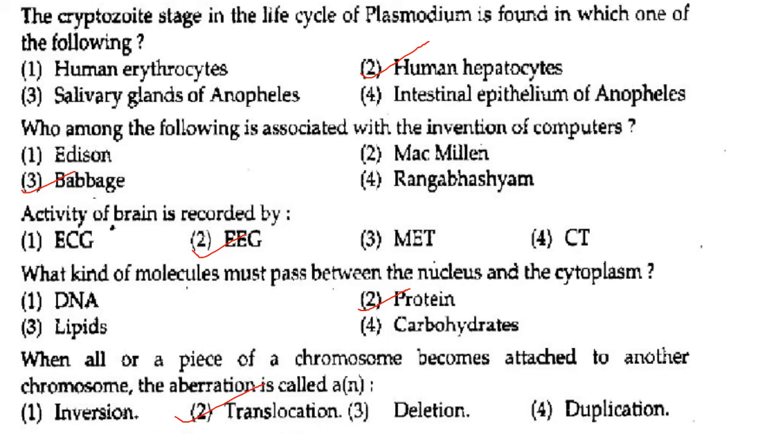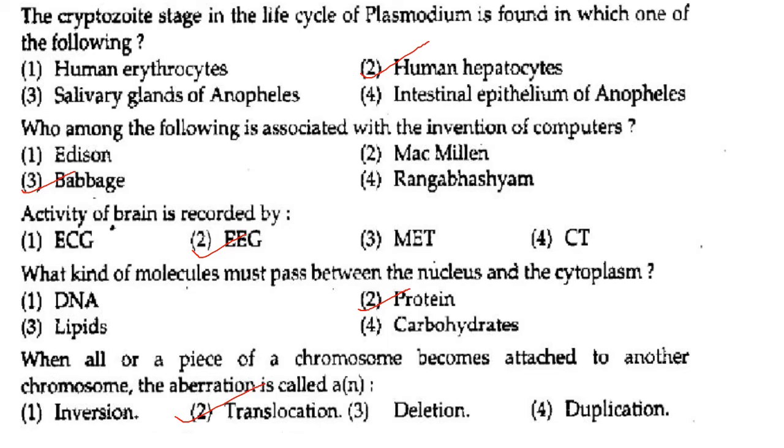Next one. Who among the following is associated with the invention of computers? Option 1, Edison. 2, Macmillan. 3, Babbage. 4, Rangabhashyam. Answer is option 3, Babbage. Next one. Activity of the brain is recorded by option 1, ECG, option 2, EEG, option 3, MRI, option 4, CT. Answer is option 2, EEG.